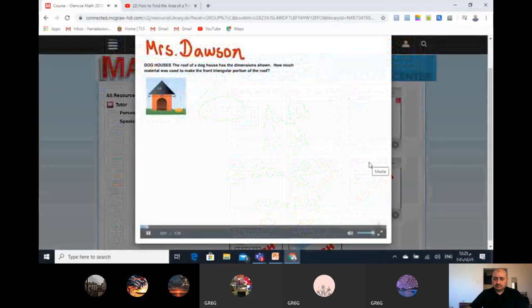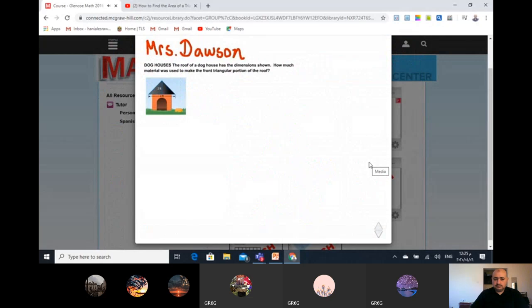This is Mrs. Dawson. The following is a real-world example. Dog houses. The roof of a doghouse has the dimensions shown. How much material was used to make the front triangular portion of the roof? We are trying to find the amount of material used to make the front triangular portion, and that is area. The area of a triangle can be found by 1/2 base times height.